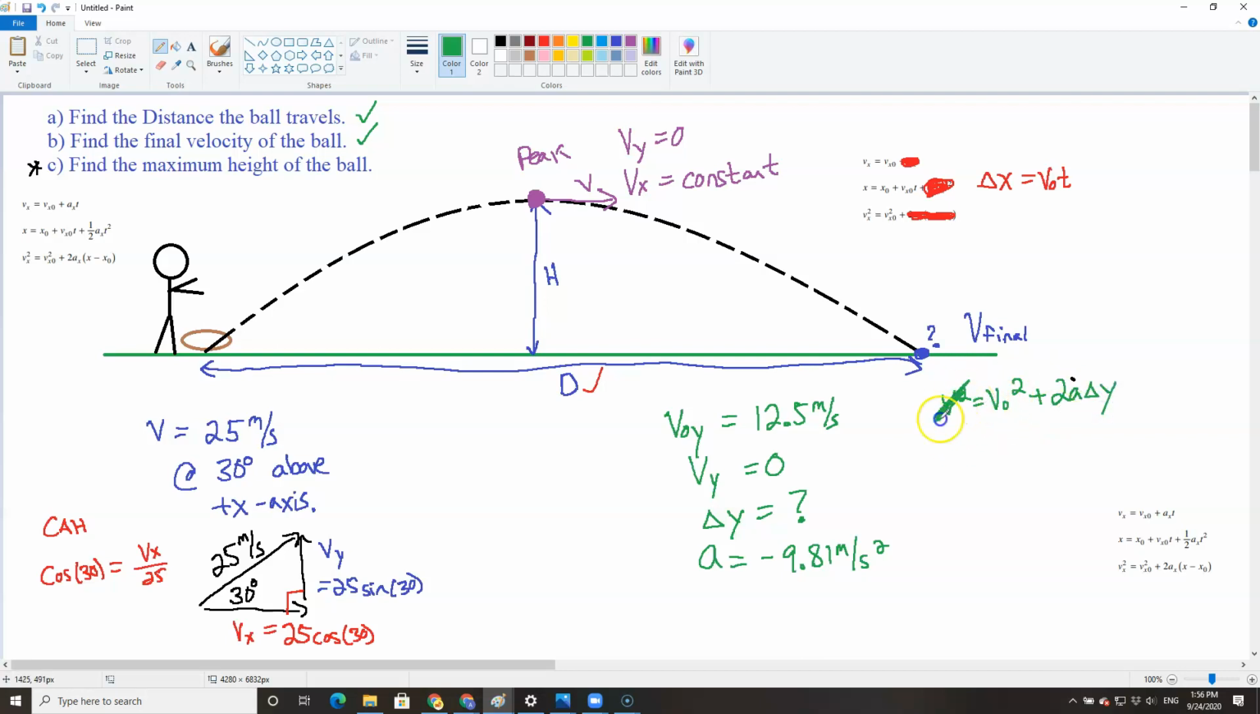So the v final is 0. That cancels out. 0 equals 12.5 squared plus 2 times negative 9.81 times delta y. I'll square the 12.5. Doing so gives me 156.25. I move it to the left, it's now negative, divided by 2, divided by negative 9.81. And I'm left with 7.96 meters. So the maximum height achieved is 7.96 meters.